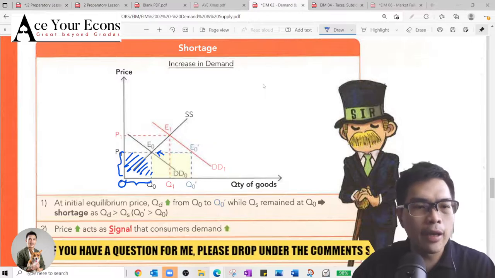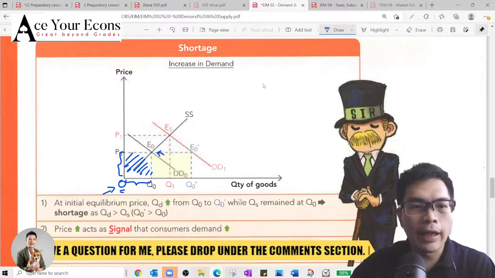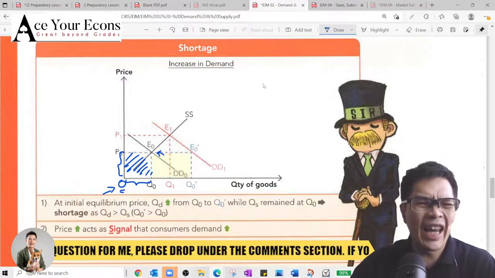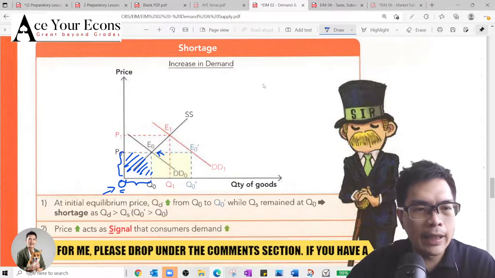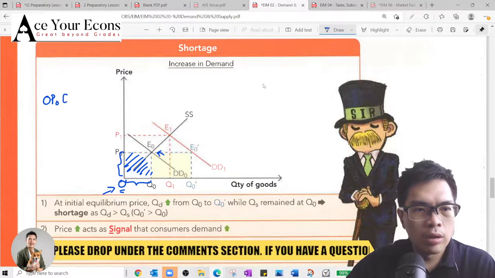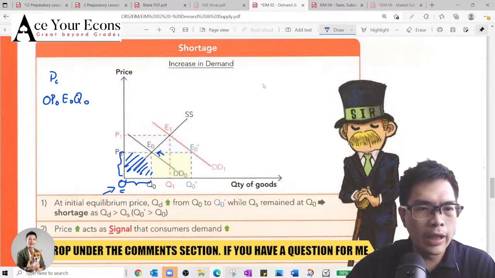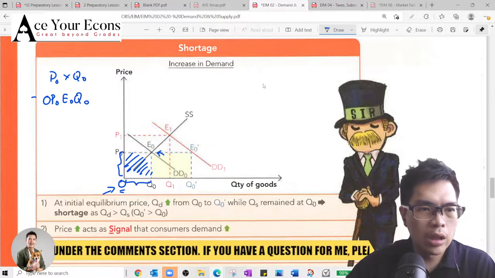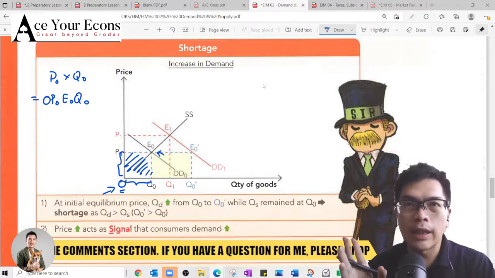So I will recommend you to establish the origin, and label the intersection here. You can call it A or you can call it E0, it doesn't matter. So the total spending here will be 0, P0, E0, and Q0, which is your price times your quantity. Is everyone clear? We must use this later on.